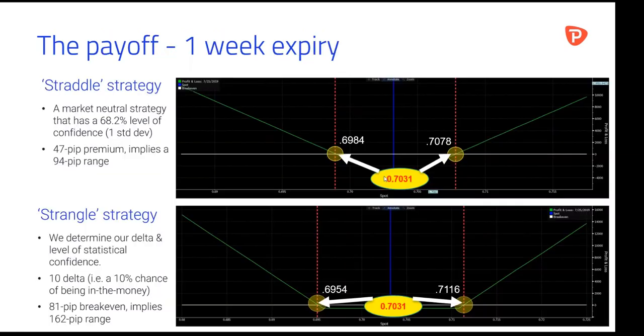If we go to the payoff diagram, just to show you how this works in principle, you can see that the current price at the time was 70.31. The market was prepared to pay 47 points. So you can see it goes down to 69.84, but volatility is agnostic. It can be either direction. And you can see here that the market thinks on that side it could be as high as 47 points that way.